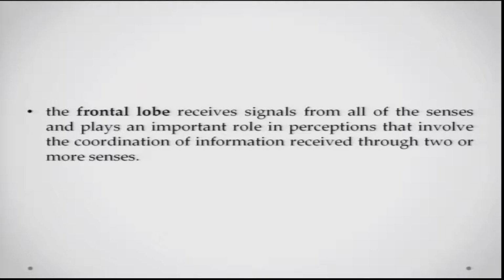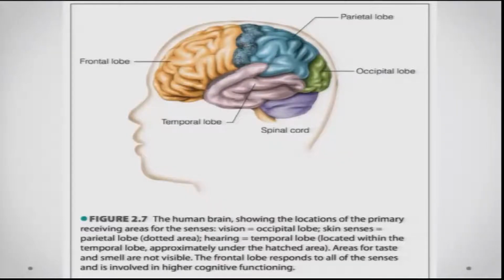Now, what does the frontal lobe do? The frontal lobe receives signals from all of these senses, and it plays a very important role in perceptions that involve the coordination of information reaching through a variety of senses. Say for example, on the basis of sights and smells of a place, you might need to decide whether you want to stay in that place for a longer time or just move out of that place. This kind of decision making is done in the frontal lobes, wherein they are evaluating the different kinds of sensory input that you are getting. Here you can see again the frontal lobe, the temporal, occipital and the parietal lobes in this figure.